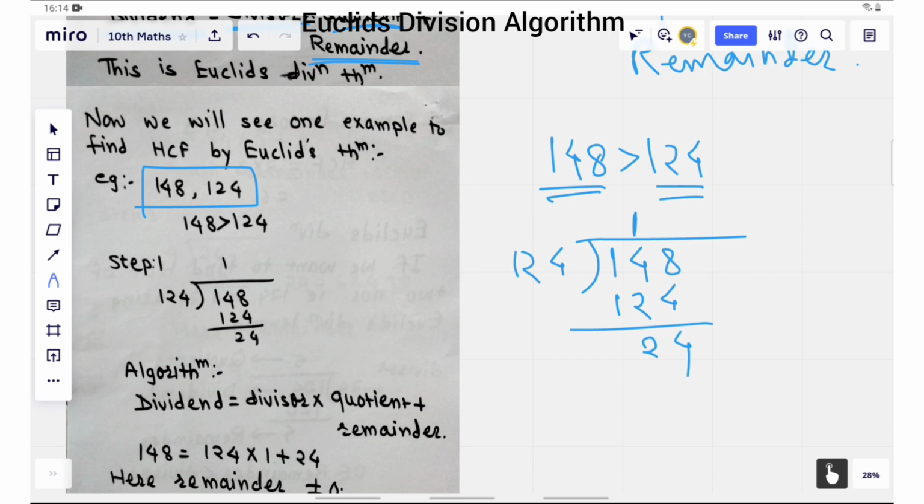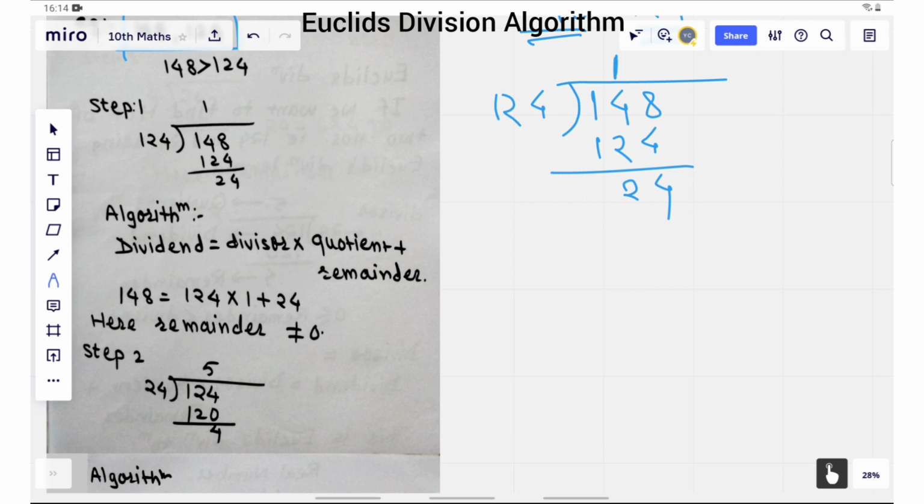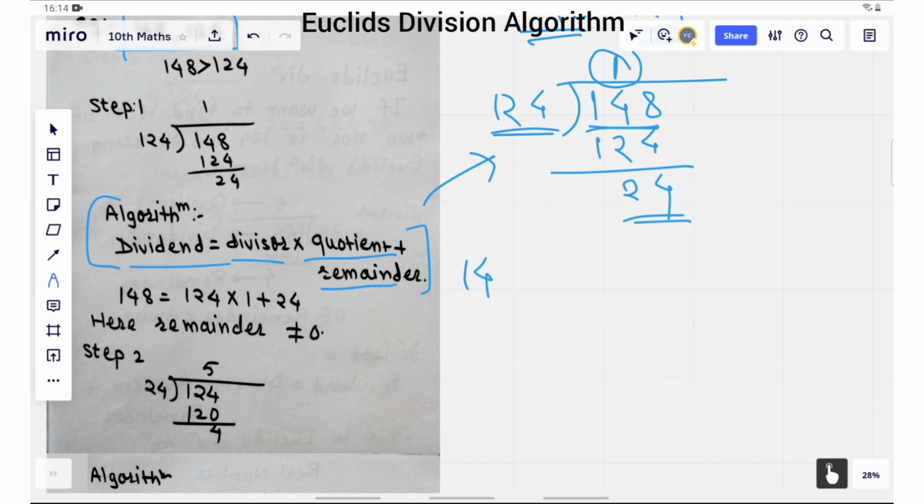So using this we have to write the algorithm here. And what is the algorithm? I have told you, dividend is equal to divisor into quotient plus remainder. This is the algorithm. So in this step we find 148 as a dividend, 124 is a divisor, 24 is the remainder, and 1 is a quotient. So dividend, that is 148, is equal to divisor into quotient plus remainder. This will be the algorithm for the first step.